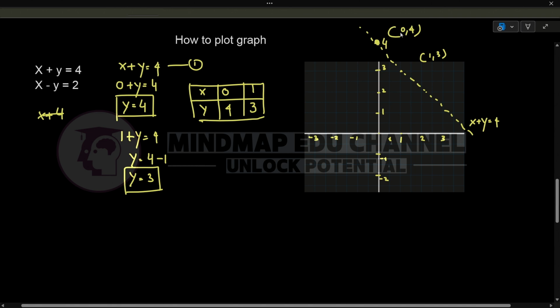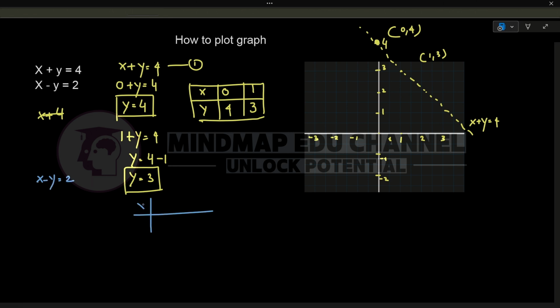Now let's draw the graph for the second equation. And that is x minus y equals 2. Now let's again take x and y. Let's take x as 0. So what will be the value of y? 0 minus y equals 2. So minus y equals 2. So y is equal to minus 2. So when x is 0, y is minus 2.